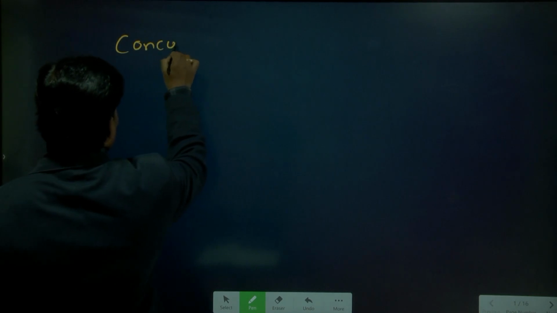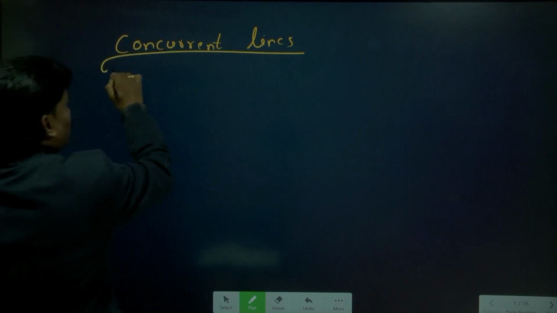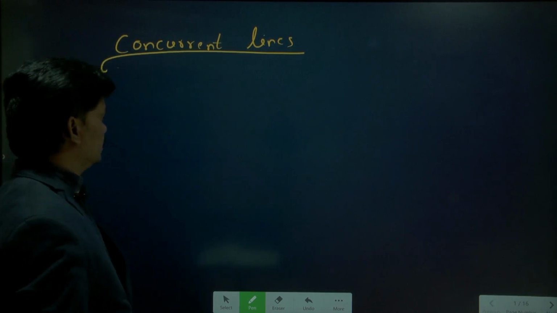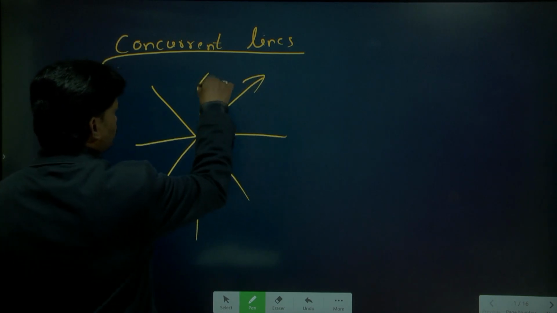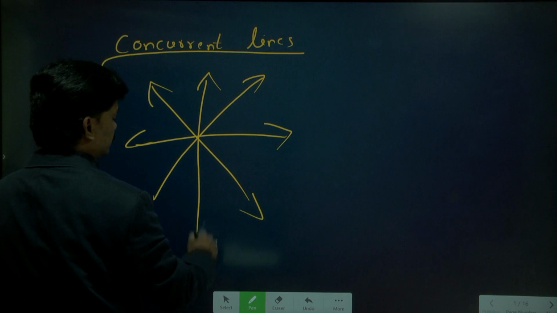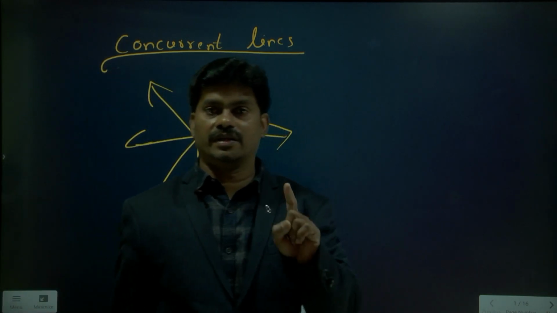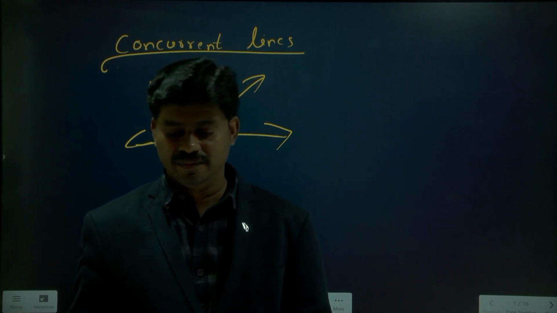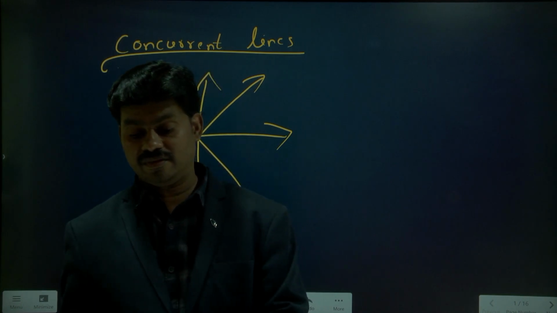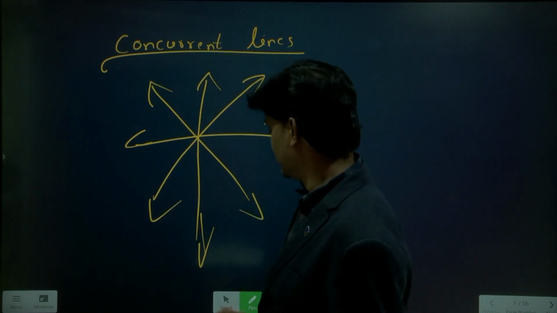Next, concurrent lines. What is meant by concurrent lines? Before, I said intersecting lines were only two, but here how many are there? An unlimited number of lines are passing through only one point. They are called concurrent lines. Okay. Next, parallel lines. They lie on the same plane but do not have a common point.